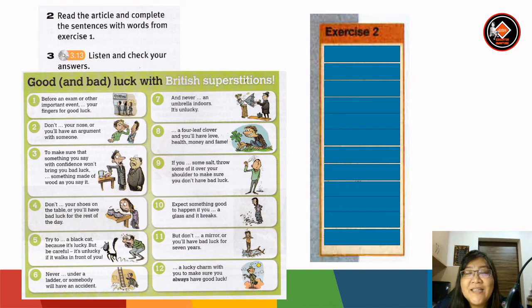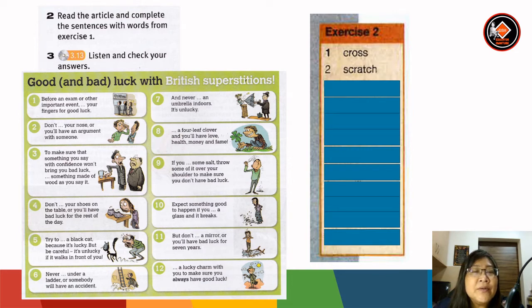Dear students, let's check your answers. For number 1, before an exam or other important event, the answer is cross your fingers for good luck. Number 2, don't scratch your nose or you'll have an argument with someone. Number 3, to make sure that something you say with confidence won't bring you bad luck, touch something made of wood as you say it.